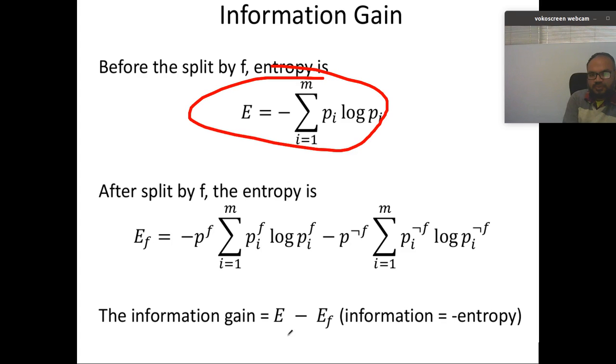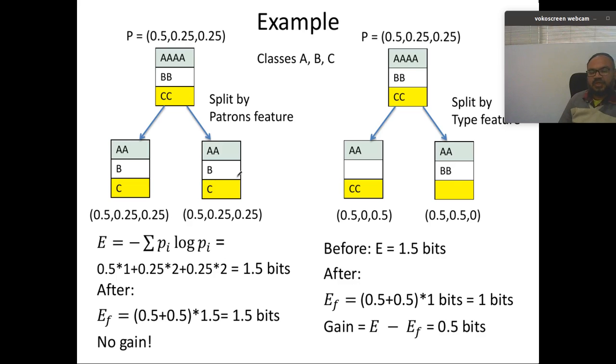This information gain is basically represented by the difference between these two entropies. So we would use the split, the feature f, that would give us more information gain, which means that if the entropy is decreased after the split, then this would be a higher number, and we would use that split or that feature to split. So let's see an example.